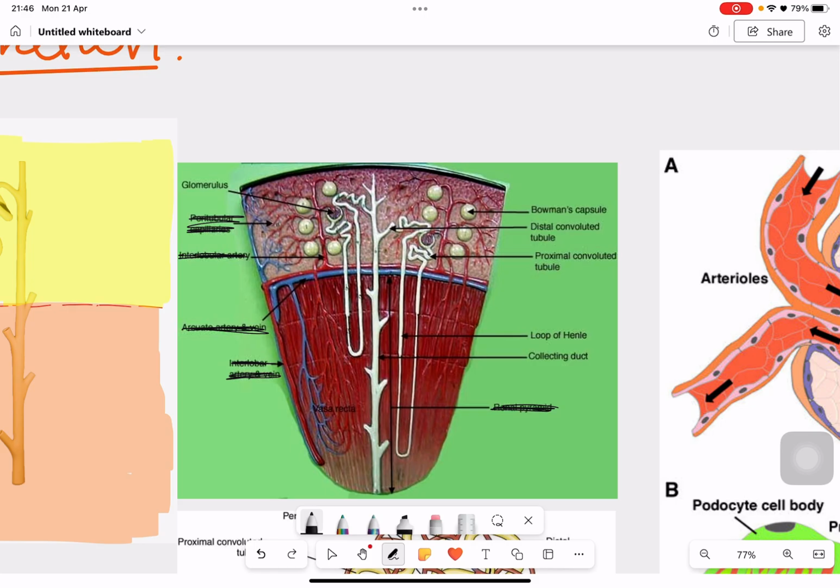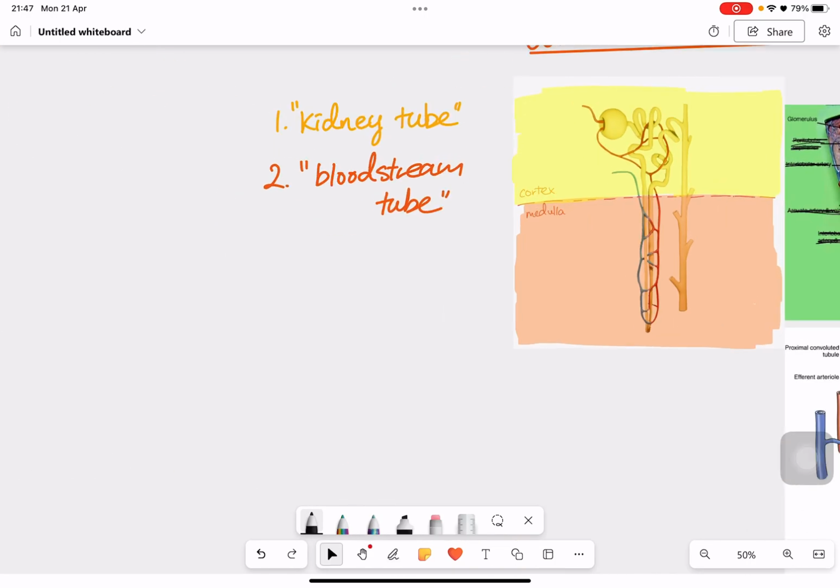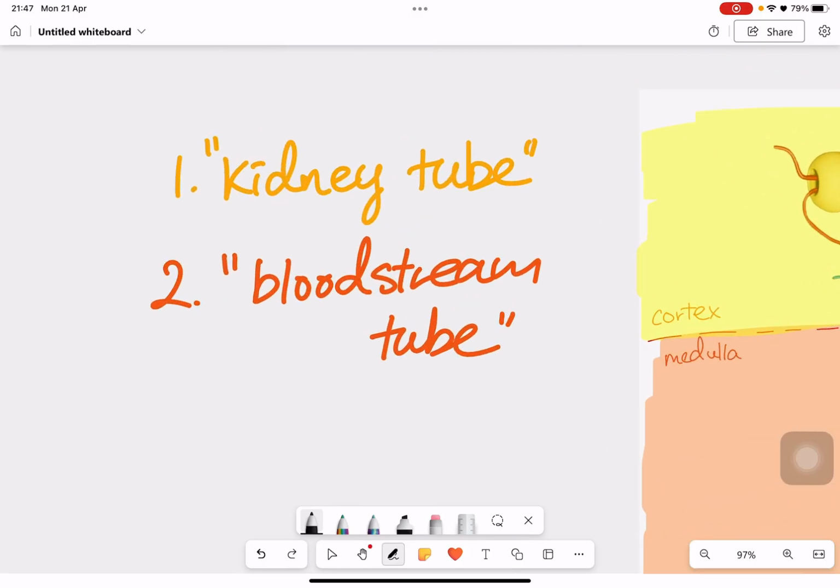Okay, just before that though, I want to expand a little bit more on the kidney tube and the bloodstream tube, the two ideas I talked about. By the kidney tube, I'm referring to the entire nephron: the Bowman's capsule, the PCT, the loop of Henle, the DCT, and the collecting duct. Whatever belongs to the kidney, I call the kidney tube. And for the bloodstream tube, I'm referring to all the blood vessels that are involved.